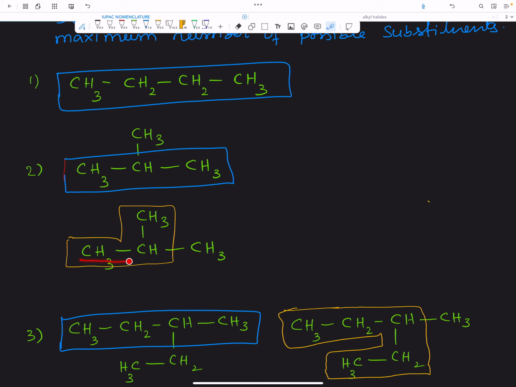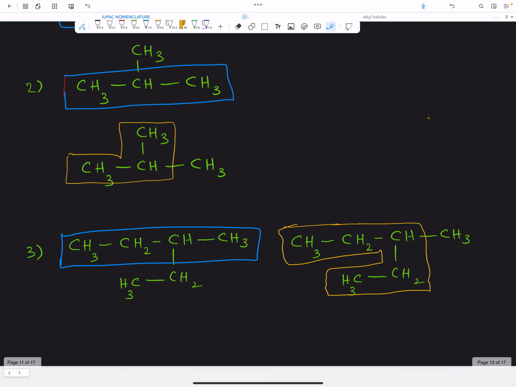See here 1, 2 and 3. There are 3 carbons which are continuously connected. Now when we choose this as our parent chain, then there is one substituent, that is methyl. When we choose this as our parent chain, then again one substituent, and in fact both are same and of course identical. Either of the chains can be taken as parent chain.